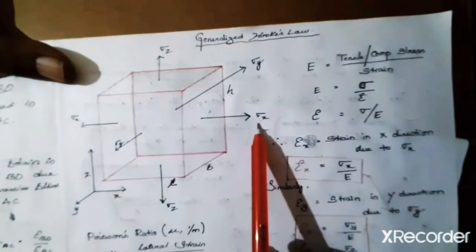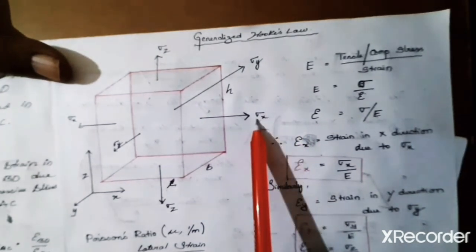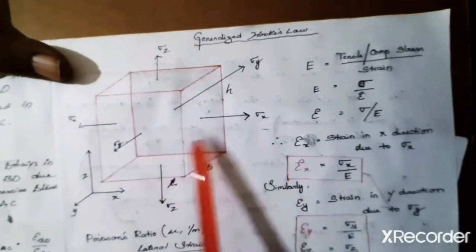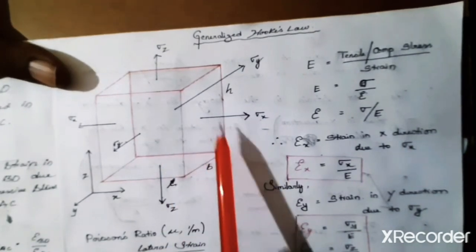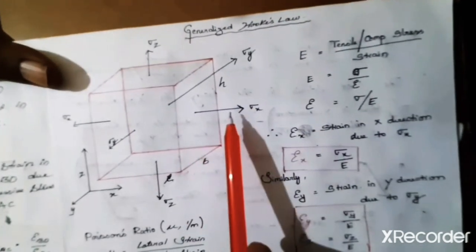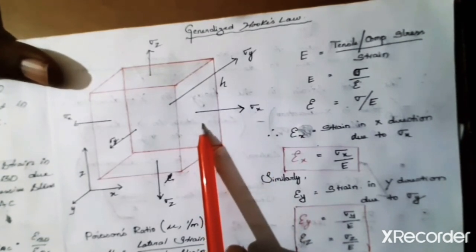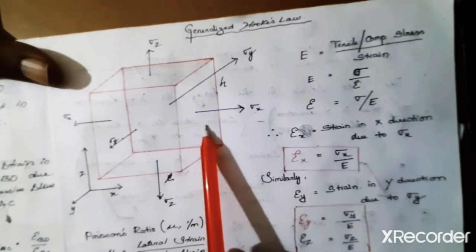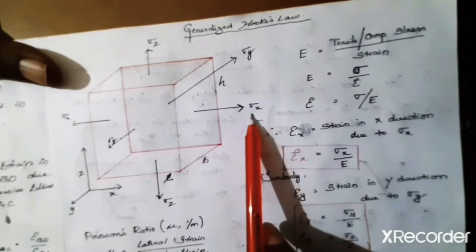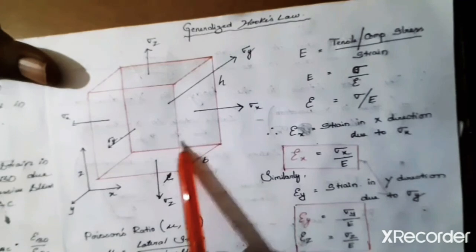If it is a tensile force, remember that. You can just remember it bluntly also: if sigma x is tensile stress, the longitudinal strain will be positive and lateral strains will be negative all the time. If sigma x is compressive in nature, longitudinal strain will be negative and lateral will be positive. Quite opposite. You remember one thing and you can easily write the other.